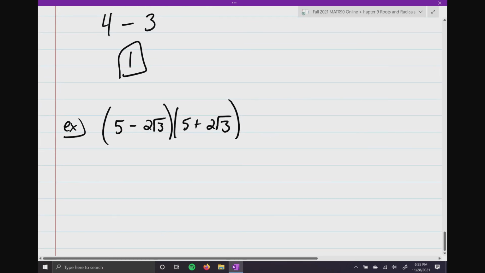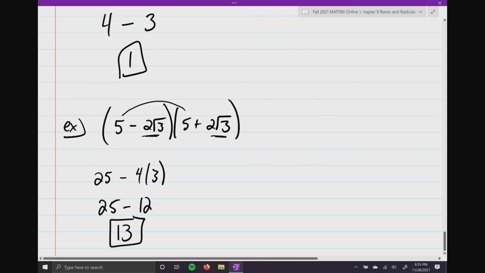So notice here we have conjugate pairs. So 5 times 5 is going to be 25. A positive times a negative is a negative. And then 2 square root of 3 times 2 square root of 3 is 4 times 3. 4 times 3 is 12. And 25 minus 12 is 13.